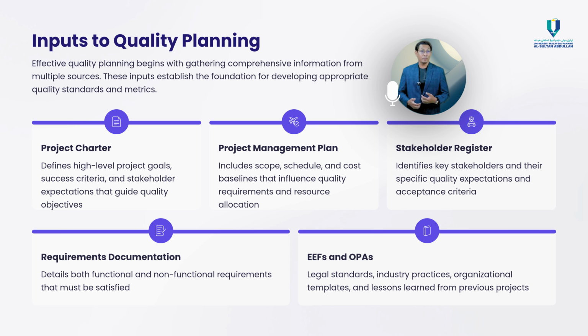For example, if you are managing an automated warehouse installation project, your quality planning inputs might include ISO 9001 standards, government safety requirements, performance expectations for system throughput, and lessons learned from past automation failures. So these inputs help shape a quality plan that is tailored, realistic, and aligned with stakeholder needs.